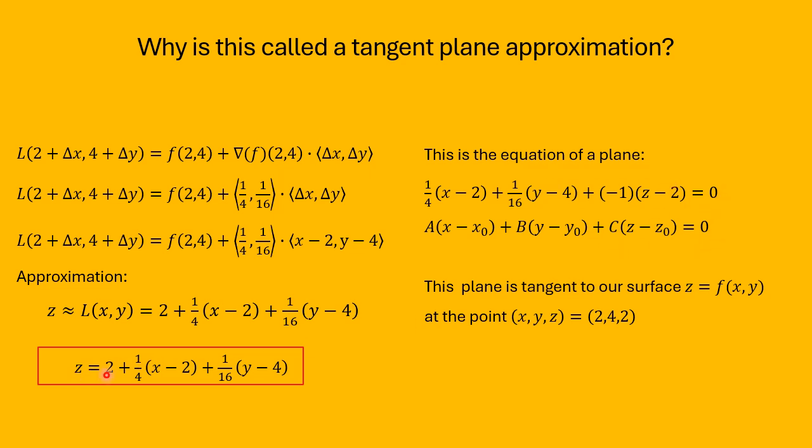This we get by subtracting z from both sides of these equations and combining these two into a minus 1 times z minus 2 term, which we have right here. And we notice that this is in the form a constant times x minus x naught plus a constant times y minus y naught plus a constant times z minus z naught equals 0. And we recognize this as the general equation of a plane. This plane is tangent to the surface z equals f of x, y at the point x, y, z equals 2, 4, 2, and that's why it's called a tangent plane approximation.